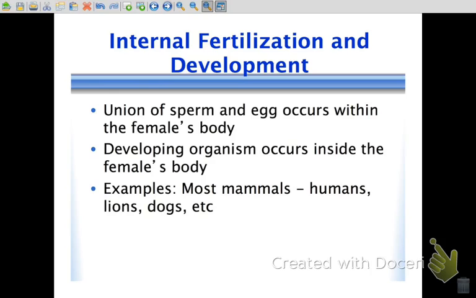Most mammals do this. Humans, lions, tigers, bears, oh my. Dogs. Marsupials do not. And platypuses do not. Platypi or platypuses are both the correct way of saying it plural. Just to let you know.